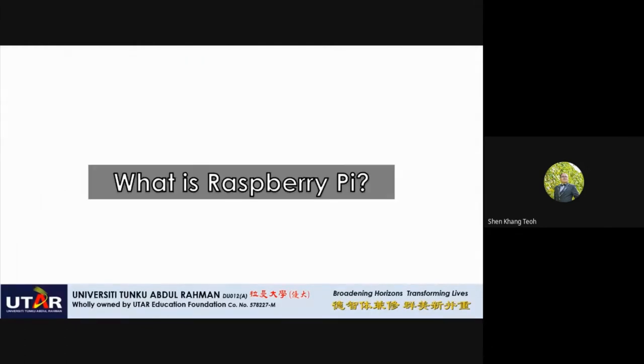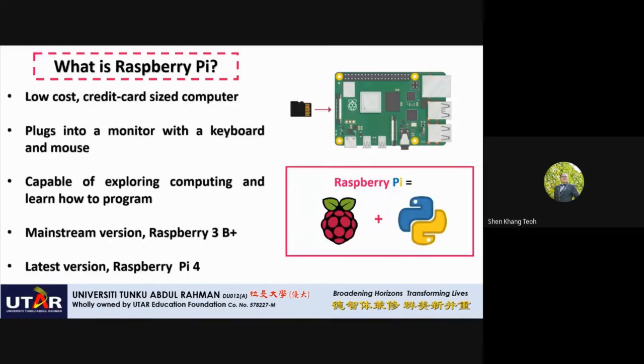You might ask, what exactly is this Raspberry Pi? You might have heard it before, but you might not know what exactly it is. So let me help you clarify it. Raspberry Pi is a series of very small single board computers which have additional features such as Wi-Fi, Bluetooth, USB compatibility, general purpose input output, and so forth.